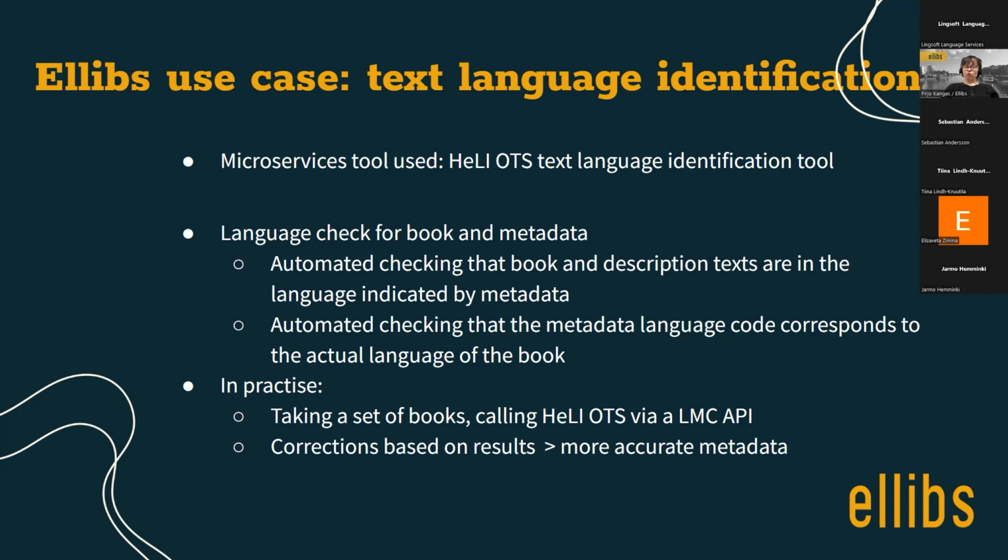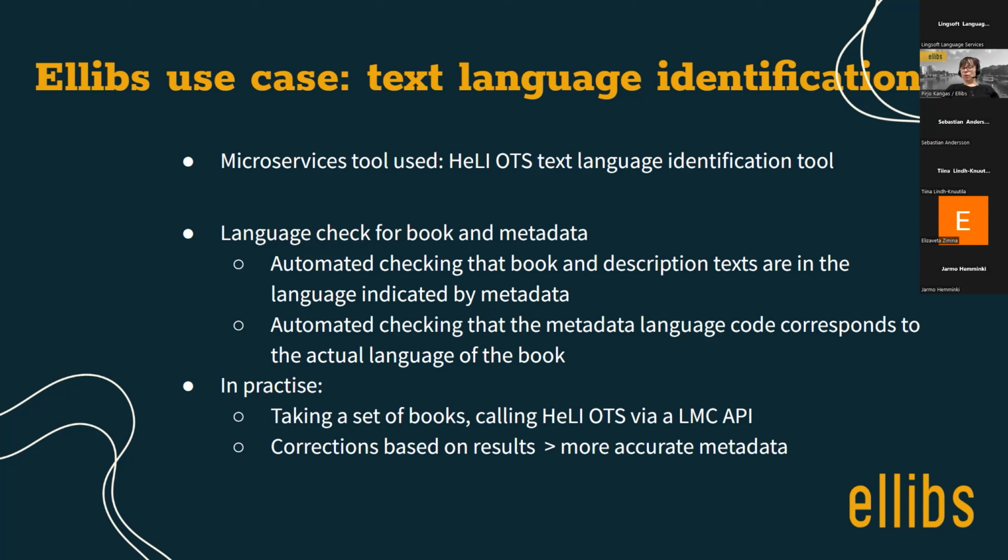So here the tool used is also HeliOt. How it could be used at Ellipse is, first of all, that you can do language checks for books and metadata. You can check that the book and its description texts are in the language indicated by the metadata. And as we share metadata for libraries, and different parts of the metadata are used in our services, it's also important that the metadata has correct language codes.